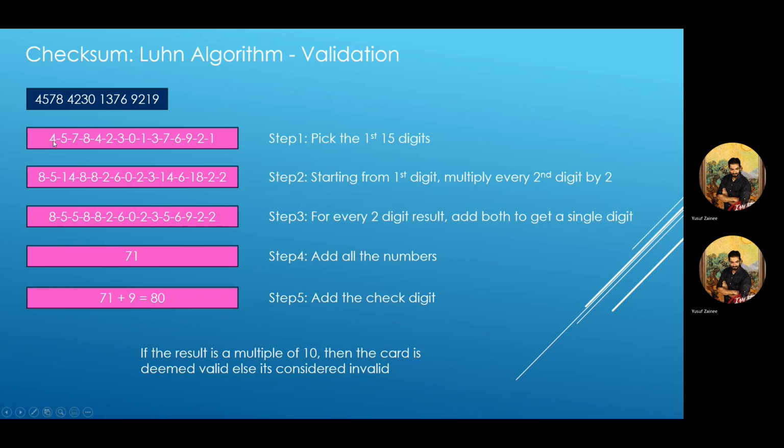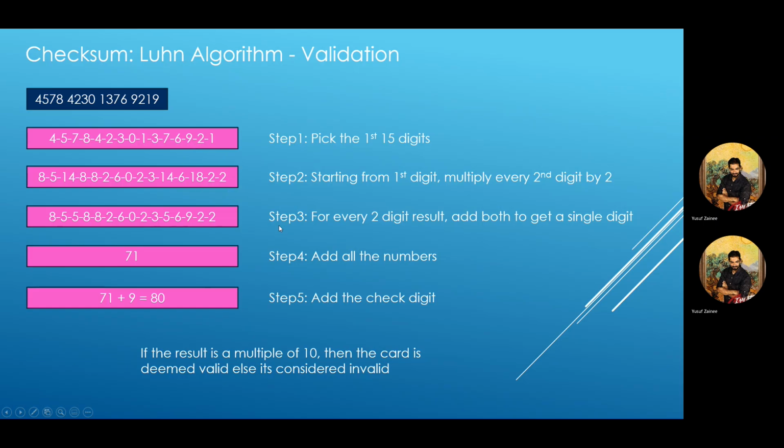Let's start with 4. We multiply by 2, it becomes 8. We leave 5 as it is. We multiply 7 to make it 14. We leave 8 as it is. We multiply 4, make it 8. 2 as it is, 3, we make it 6, and so on till the last digit. Now you'll see that when we multiply, some single digits have become double digits, like 7 became 14. Here also 7 became 14 and 9 becomes 18.